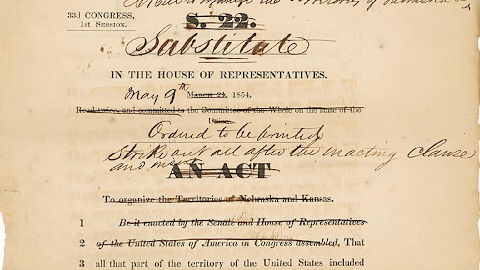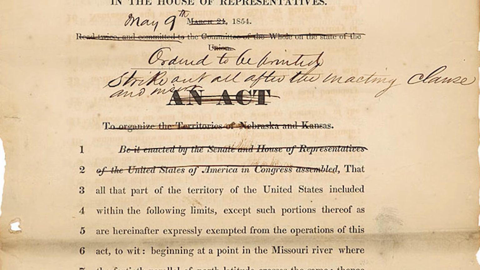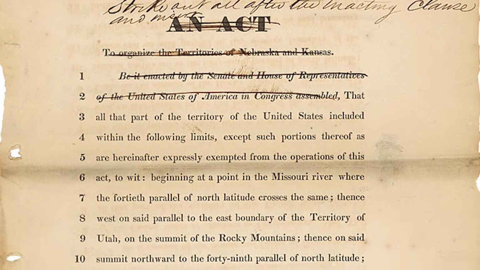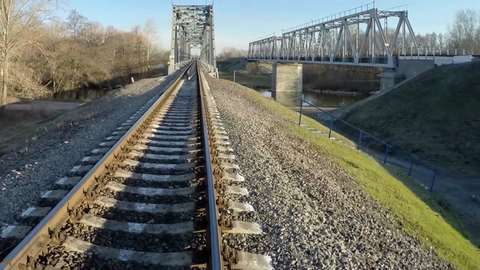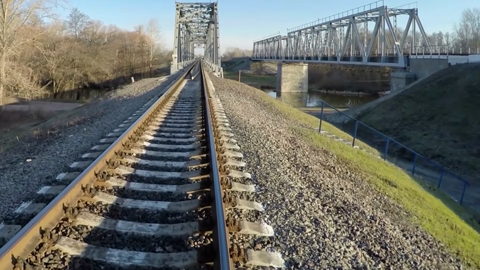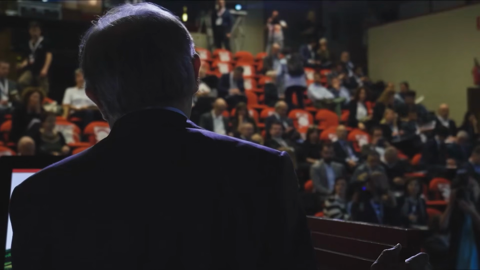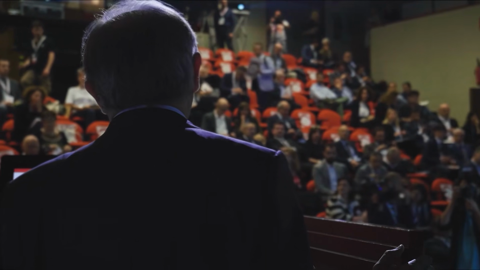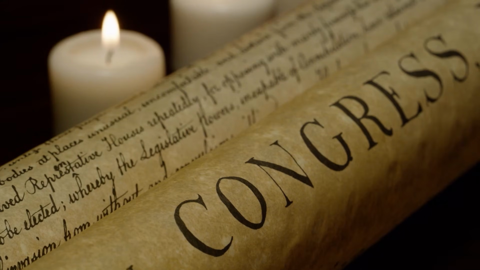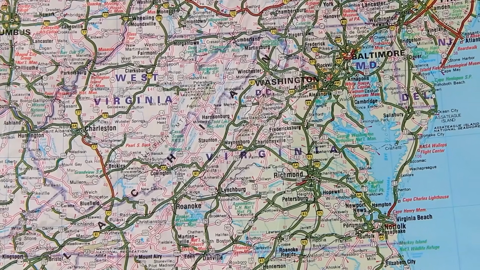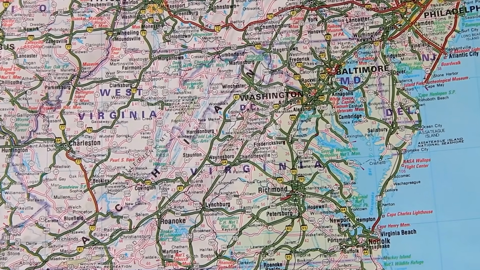In 1854, Senator Stephen A. Douglas of Illinois introduced the Kansas-Nebraska Act as an attempt to address the territorial issue and facilitate the construction of a transcontinental railroad. The core provision of the act was the principle of popular sovereignty, which allowed the settlers of each territory to decide whether to permit or prohibit slavery. This effectively repealed the Missouri Compromise's restriction on slavery north of the 36°30′ line.